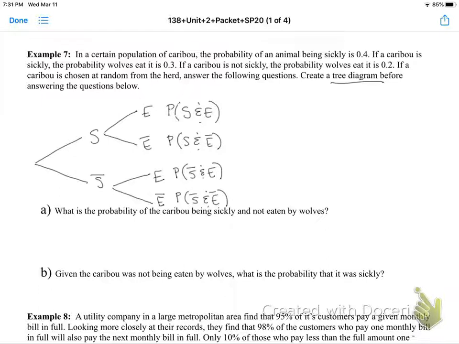But let's fill in the values that were given in this paragraph. In a certain population of caribou, the probability that an animal is sick is 0.4. So that would go on this branch because that branch represents the animal being sick. Now, the second branch represents the animal not being sick. So if the possibility is the animal is sick or not sick, then we want to represent this as the complement. So to find this value and the opposite value on any branch, we'll take 1 and we're going to subtract the probability the animal is sick. So this one ends up being 0.6.